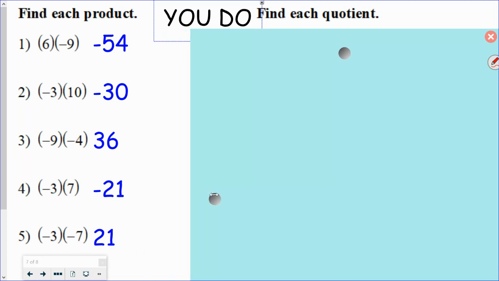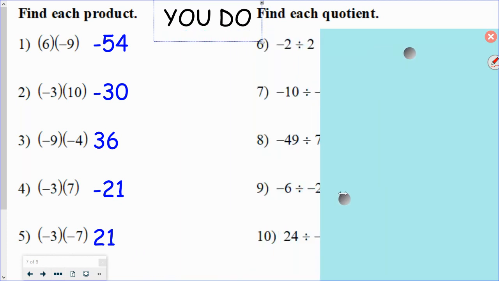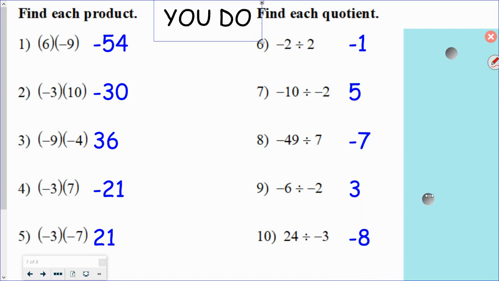I got 5 more for you to check. Okay, do your division. Okay, and then remember, this is one of the 3 different ways that you can write a multiplication problem. The parentheses are not absolute value. It just means you're taking this number times that number. Okay, so division, pause it, write your problems down and solve them, and then come back and check your answers. All right, we have a -1, a 5, -7, 3, and -8.